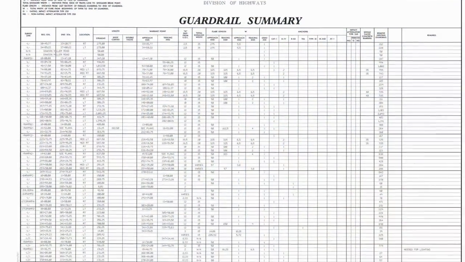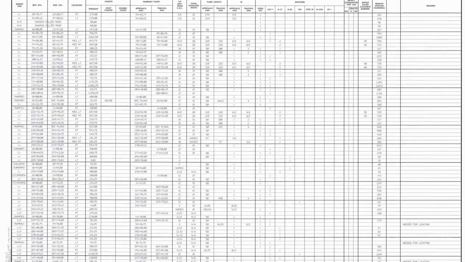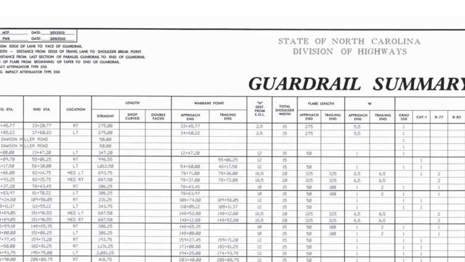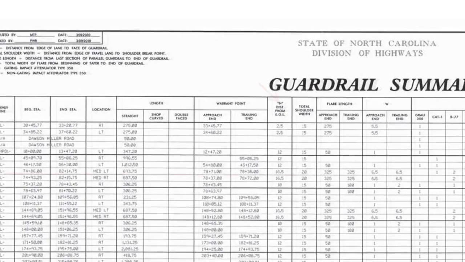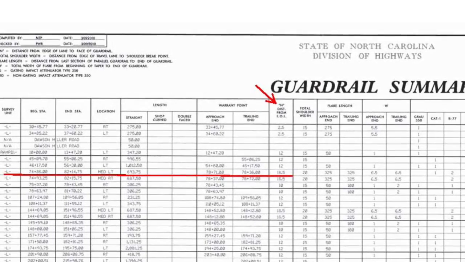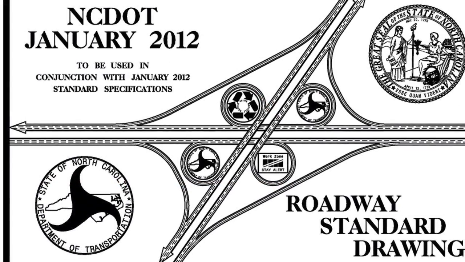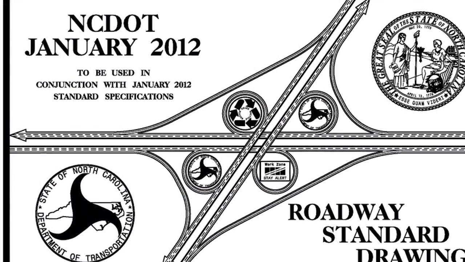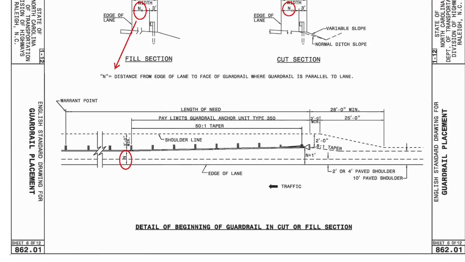On projects with guardrail, the plans will contain a guardrail summary that lists the beginning and ending stations of the guardrail, the length of guardrail, the warrant points, and an end distance. This end distance is critical for proper guardrail installation. The NCDOT roadway standard drawings contain details for installation, and I will reference them throughout this video.